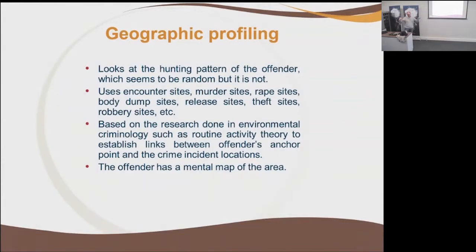And we use all these locations, running an algorithm on it, trying to figure out from which area it is operated from. And we look at environmental criminology, such as routine activity theory. The criminal's path around the environment intersects with the path of the target, and if they intersect, the possibility of crime can happen. Sometimes it doesn't.